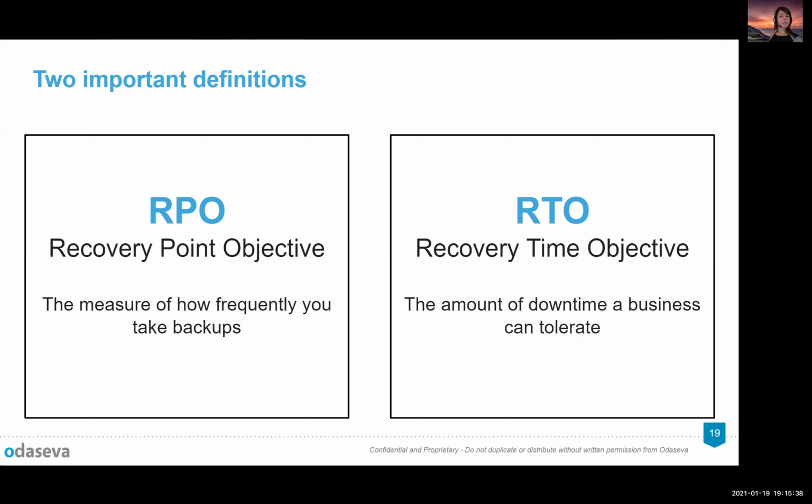Mm-hmm. Yeah, absolutely. And so now let's look at two important definitions before we go on. Those two notions of RPO and RTO. You really need to wrap your head around those two, and it's going to help for the rest. So recovery point objective is the measure of how frequently you take backups. And the recovery time objective is the amount of downtime a business can tolerate.